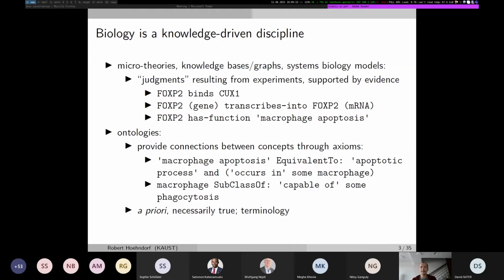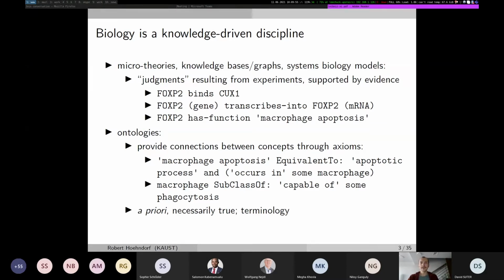Okay, this is maybe obvious, but then we can go on from there and look at another axiom which restricts macrophage, and a macrophage is capable of some phagocytosis, which is another biological process. And then we have, just based on the terminology of what it means to be a macrophage apoptosis, not only established a relation to macrophages, which is a type of cell, but also what these macrophages or the processes that these macrophages usually are involved in, so things like phagocytosis.